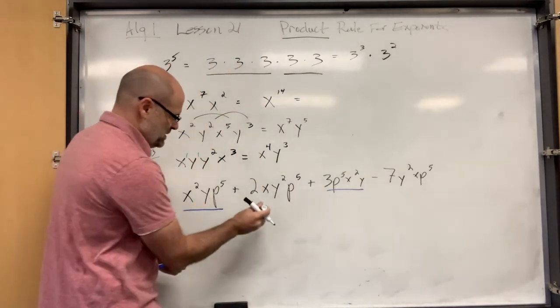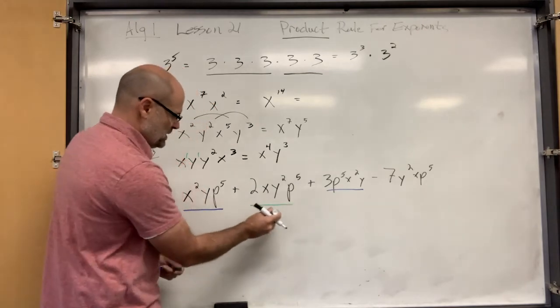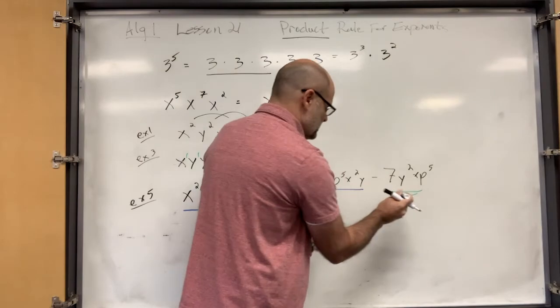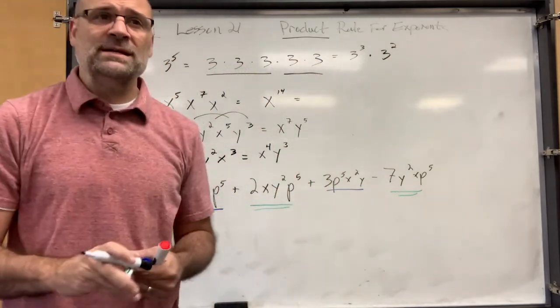And then this one has a y squared and just a normal x. That's what that looks like too. But it's difficult to see, isn't it?